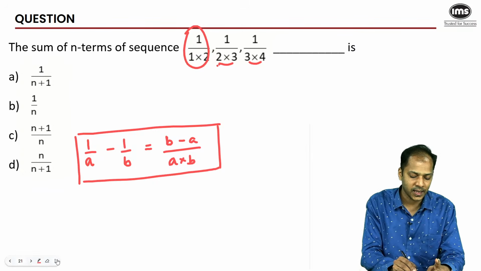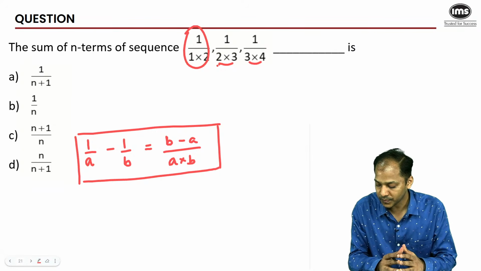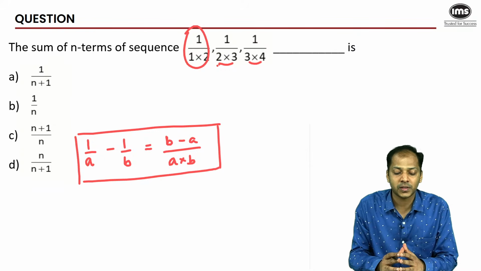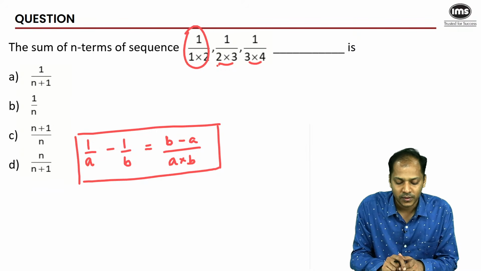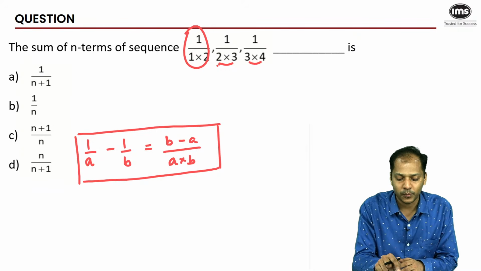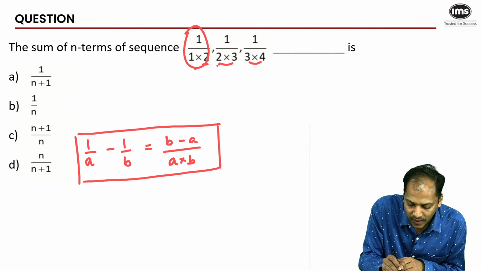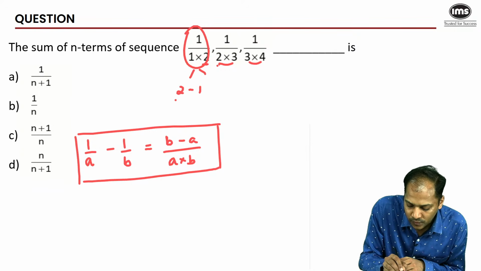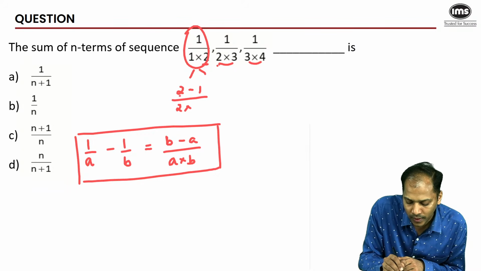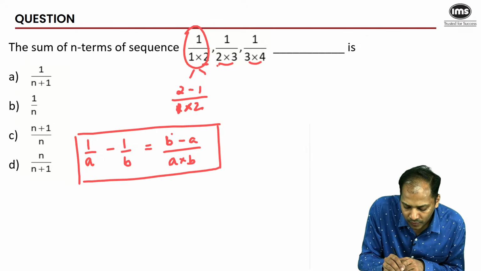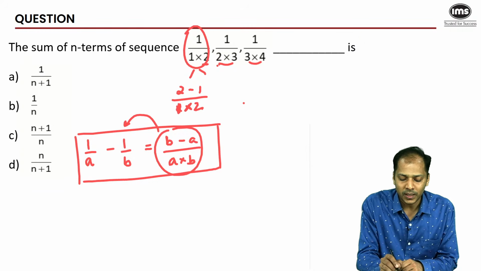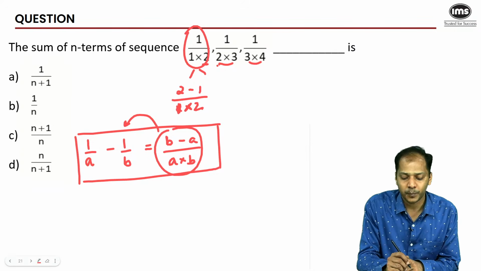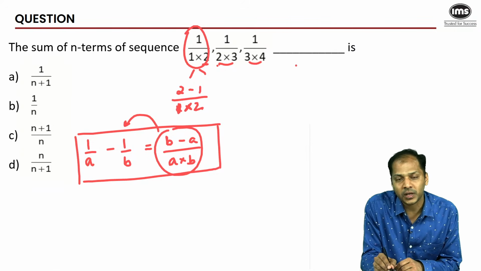Now do you realize this question also revolves around the same concept. So 1 upon 1 into 2, 1 upon 2 into 3, can I write this as 2 minus 1 upon 1 into 2? If you look at it, we are going in reverse here. So b minus a upon a into b is nothing but 1 by a minus 1 by b. That same thing is happening over here for each of these terms.